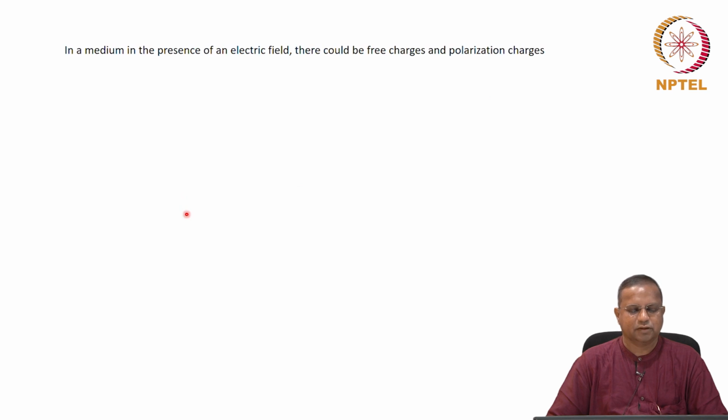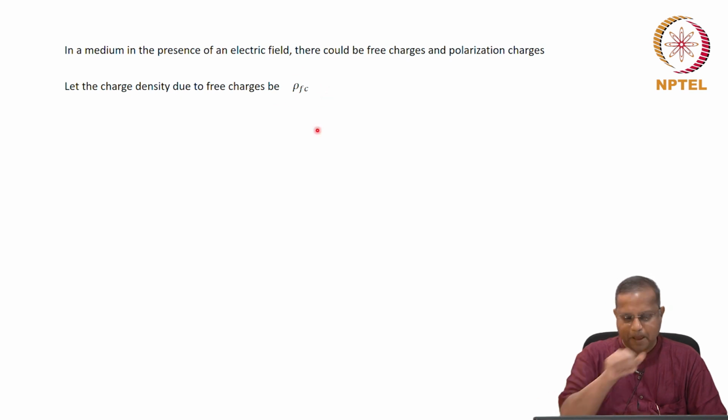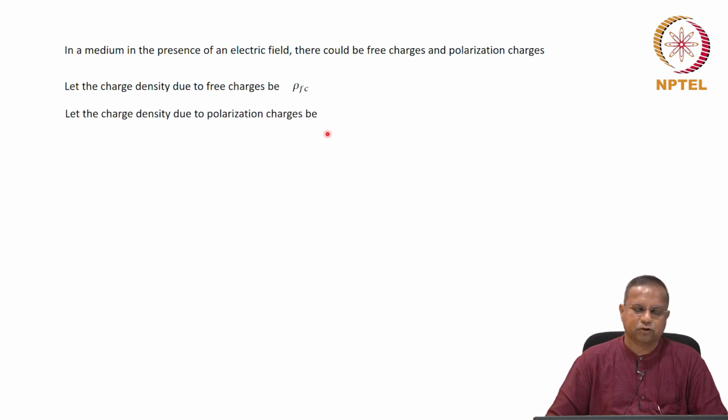Okay. In a medium, in the presence of an electric field, there could be two kinds of charges. One is there could be free charges. They need not be always polarized. Okay, there could be free charges that are floating about. And of course, there are polarized charges or polarization charges. And let the charge density due to free charges be rho Fc. Okay, we are going to call the charge density that arises due to free charges as rho Fc, and the charge density that arises due to polarization charges as rho Pc, polarization charges.